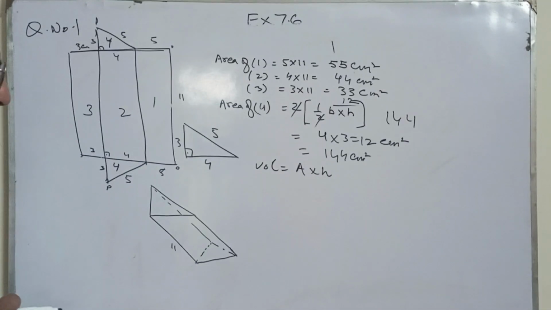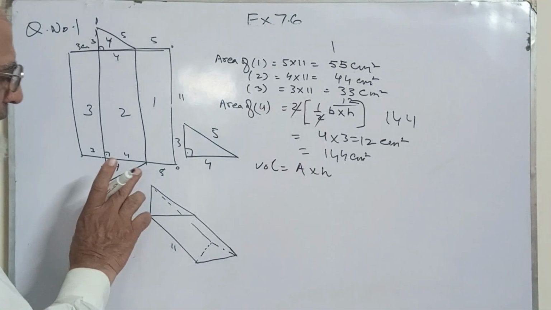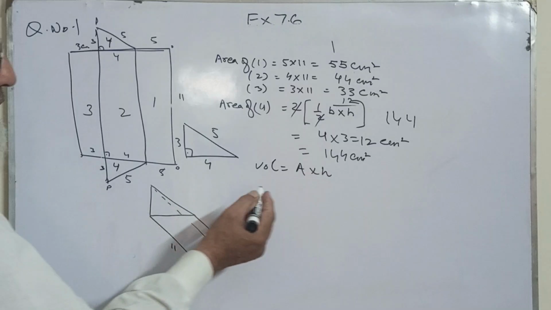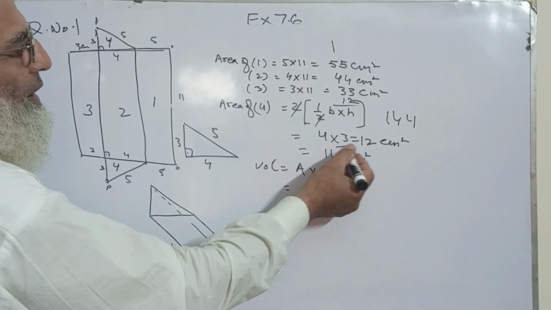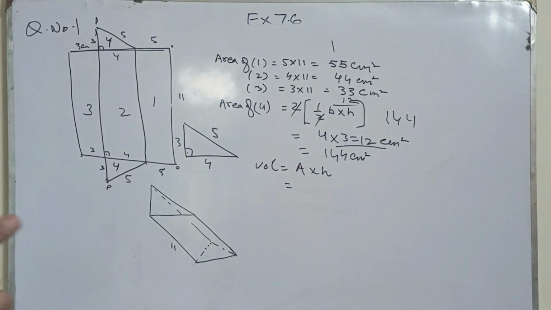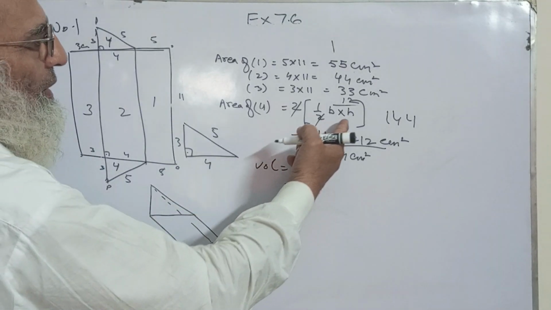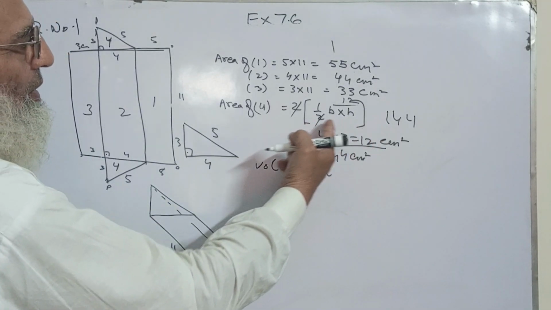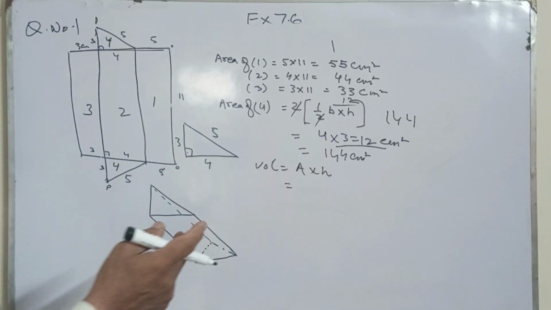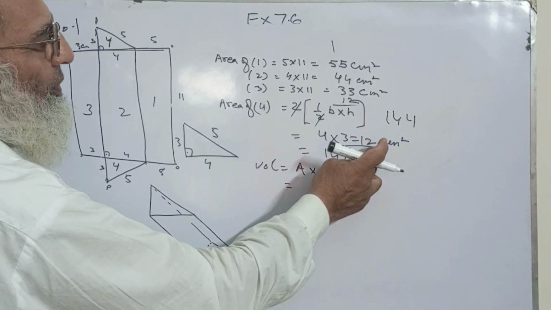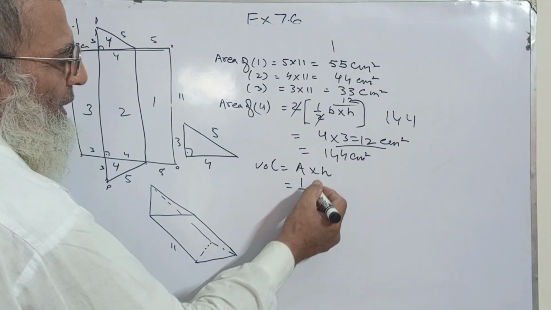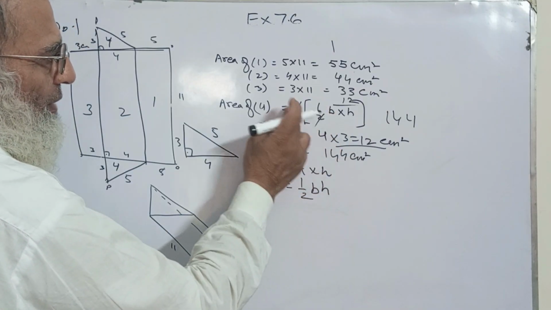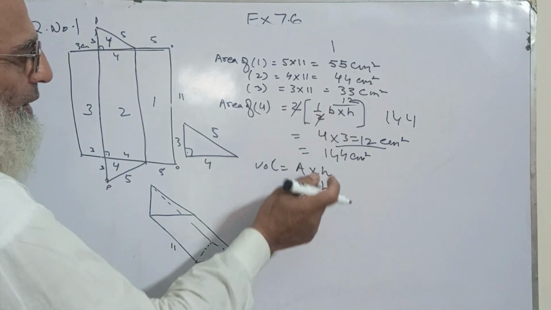Okay, now what is the area? The area of the triangle was given to you. We know the area of a triangle. This is the area of the two triangles, so we'll make it half from here. The area of a triangle is half base into height, half base into height. This is for the two triangles.